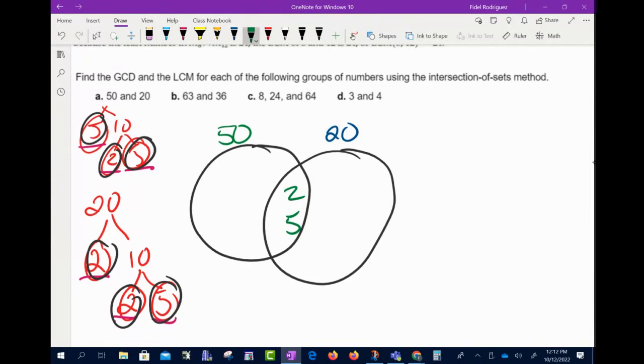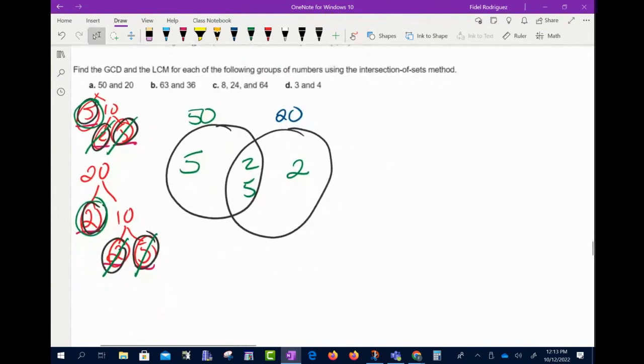Look, y'all, for the 50, if we took away the 2 and we took away the 5, we're still left with another what, though? We're still left with another 5. Now, that 5 is going to be in the 50 circle, but it's not going to be in the 20 circle, okay? Now, if we want to find the same thing for 20, look, we already took away the 2 and we already took away the 5, but we're still left with another 2. So I'm going to put that 2 right here, okay?